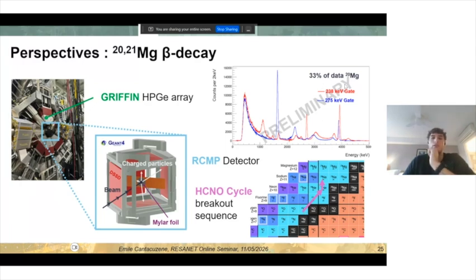This is a very preliminary spectrum of the RCMP energy spectrum, with the charged particles gated with different gamma rays. We can see that we have a lot of statistics, and this is very promising for the future.